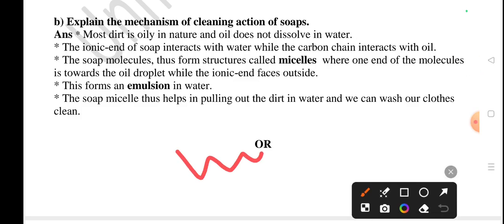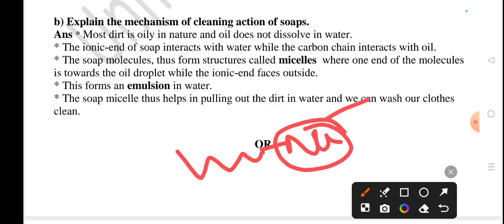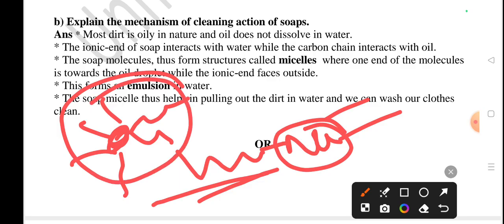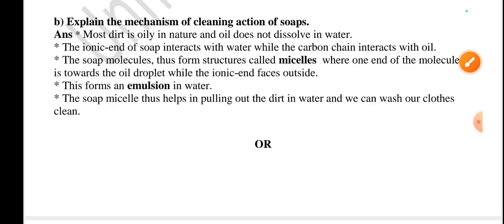Because whenever we see the soap molecule, its structure is like this. Okay, it's an ionic end and it's a hydrocarbon chain. It reacts with water and this chain reacts with the oil. And whenever this dirt is there, it reacts with the dirt. It forms a ball-like structure. That ball-like structure is called a micelle, where one end of the molecule is towards the oil droplet while the ionic end faces outside. This forms an emulsion.